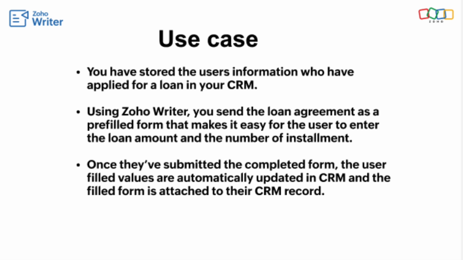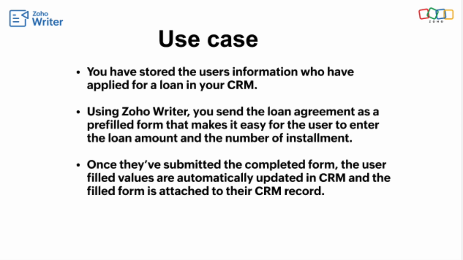Sure, Sini. So let's take an example of a loan agreement where we already have a CRM record for a customer and their basic information like name, contact details, and loan eligibility are stored there. And now we want the customer to update some details on their own. So for that, we create a fillable version of the loan agreement where some fields are filled from our CRM data and key fields like the required loan amount or the number of installments, the first payment date, and any additional details are left to the customer to fill out.